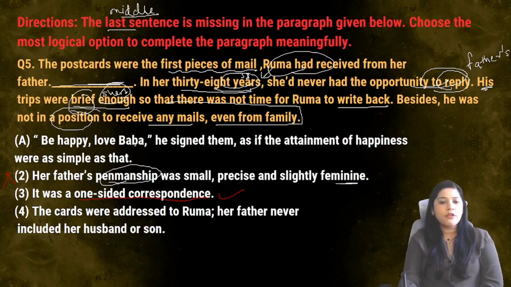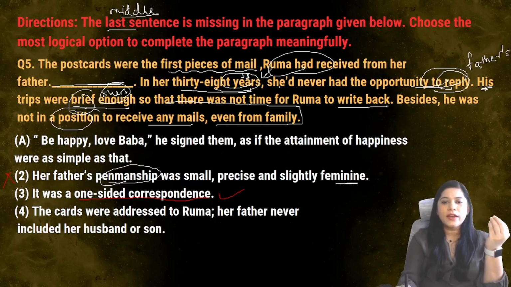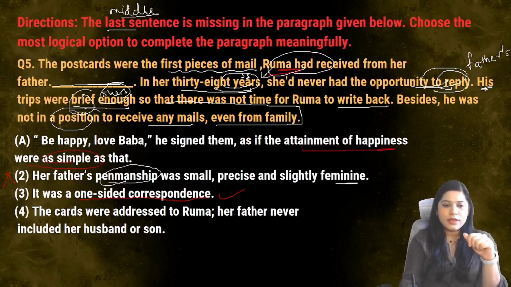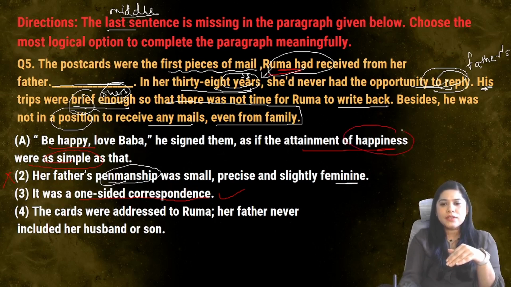Option A, be happy, love Baba. He signed them as if the attainment of happiness were as simple as that. So, as in, as if a child or daughter can get happy just by the father writing be happy, love Baba. That's what attainment is, as simple as that, he's writing be happy, right? It's nowhere mentioned that she was missing, and even though he's saying be happy, she was not happy. More like happiness is the focus in the sentence, where we do not know, right? So maybe yes, maybe not. I'm not eliminating it, I'm not keeping it, I'm just putting a question mark.